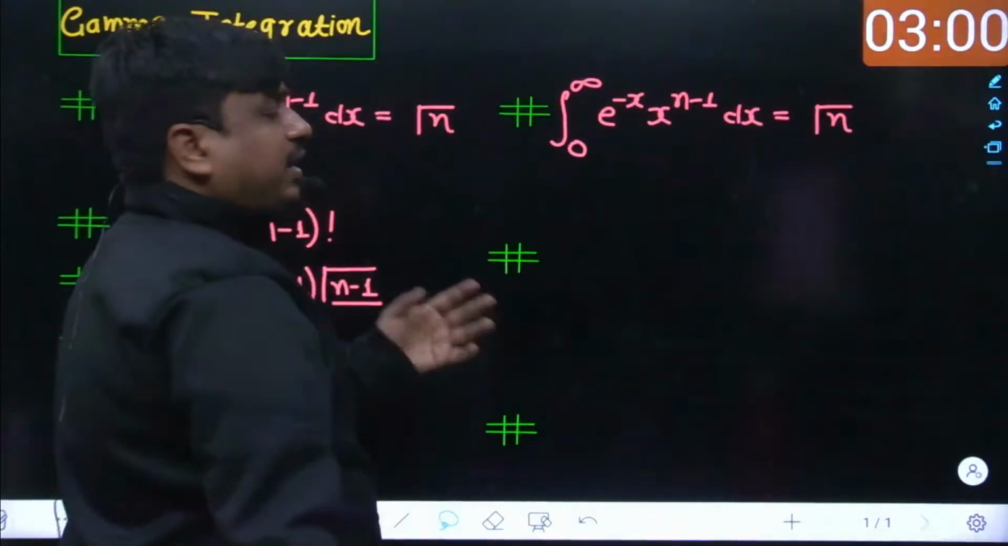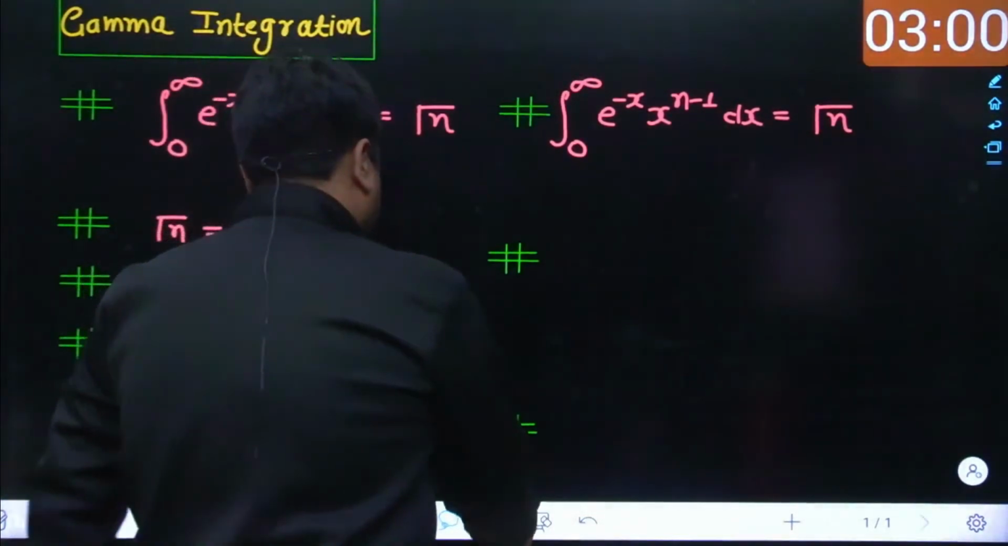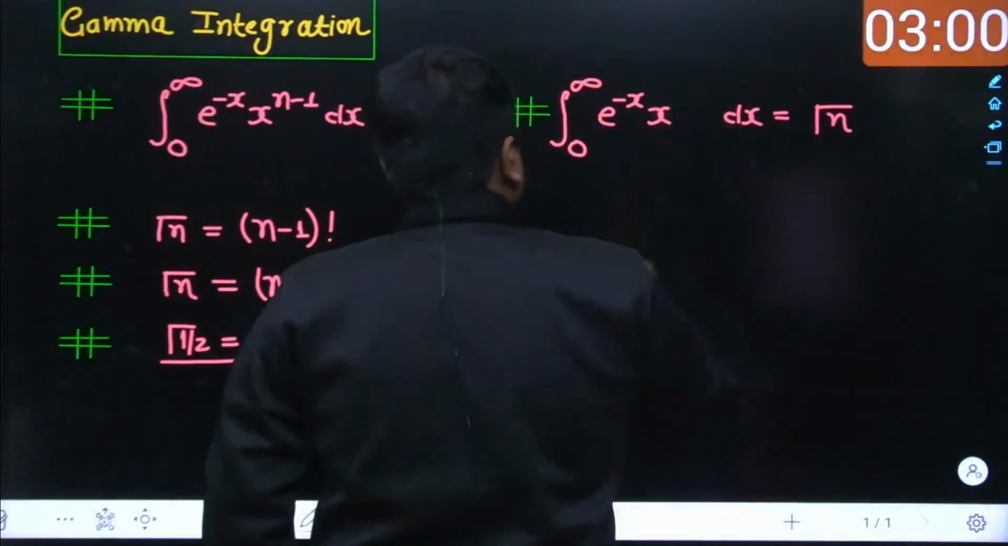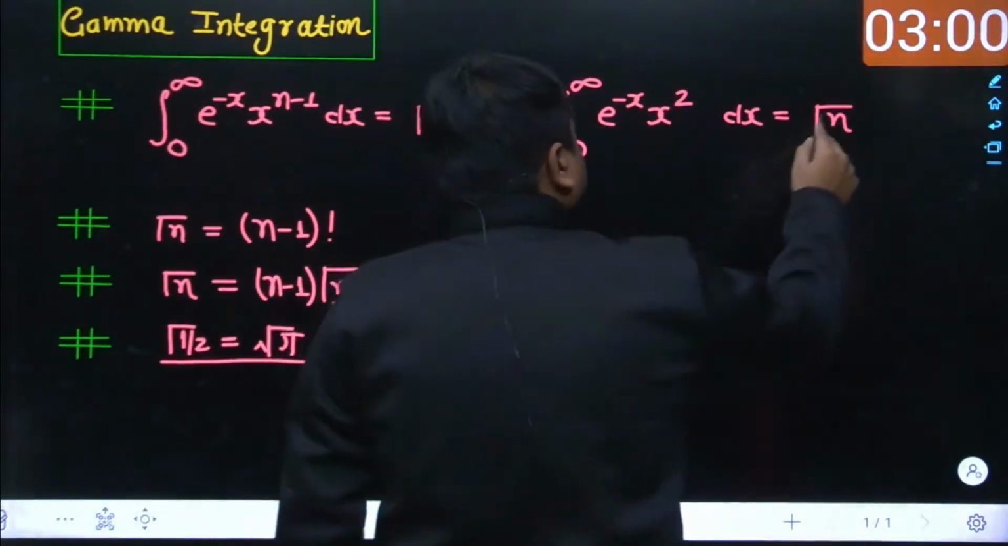Let's take a problem which integrates from 0 to infinity e to the power of minus x times x square. Do one thing, it's x square. Let's take this as your problem. May I know what would be your answer?